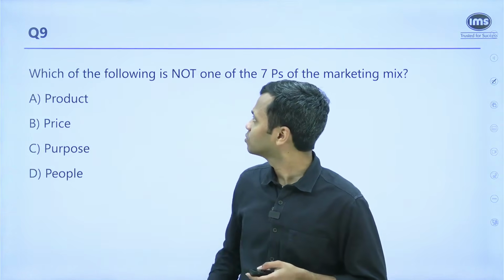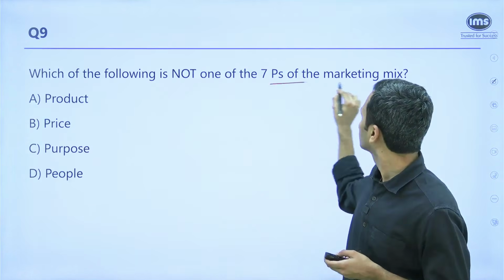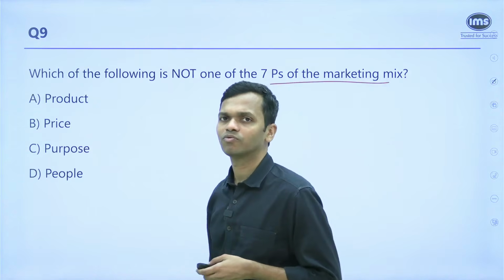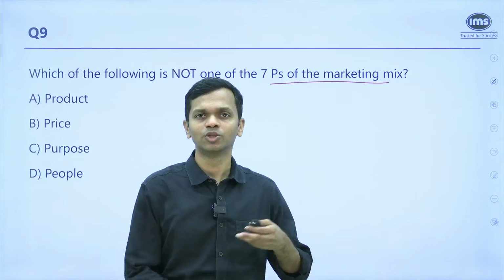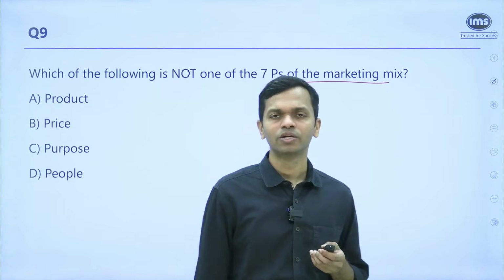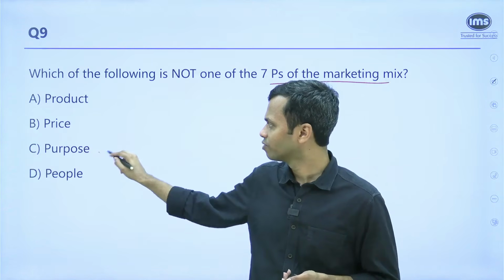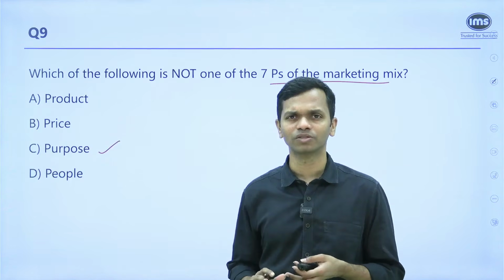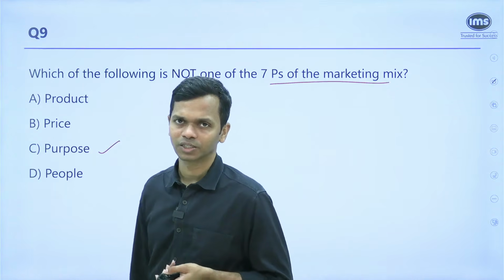So the question says, which of the following is not one of the 7 P's of the marketing mix? Okay. Now 4 P's of marketing, again an important concept. 4 P's then eventually became 7 P's. Now which 7 P's you have to know. So there are 4 options: product, price, purpose, and people. Even if you have remotely heard of 7 P's, you should know what the answer is. But if not, let's have a quick discussion on it.